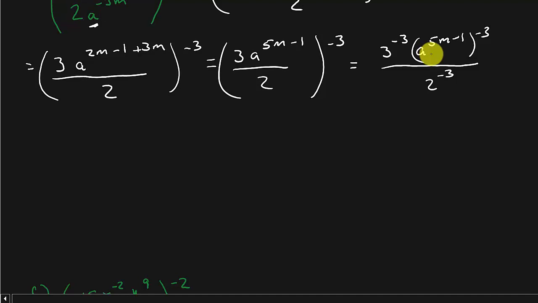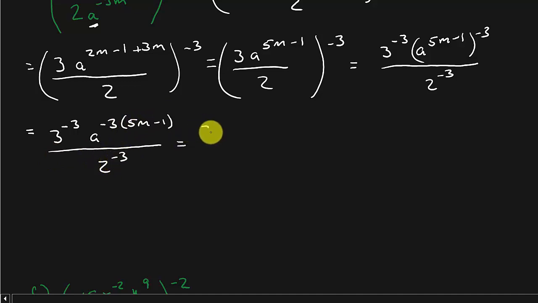Now this is like that a to the m raised to the n. I multiply exponents here. So this is going to be 3 to the negative 3, a to the negative 3 times (5m minus 1), over 2 to the negative 3, which is 3 to the negative 3, a to the (negative 15m plus 3), over 2 to the negative 3. From this step to this step, I just multiplied the exponents, negative 3 times this. And then from this step to this step, I just distributed the negative 3.